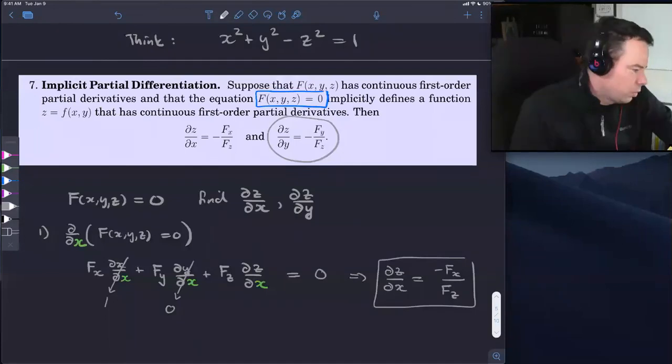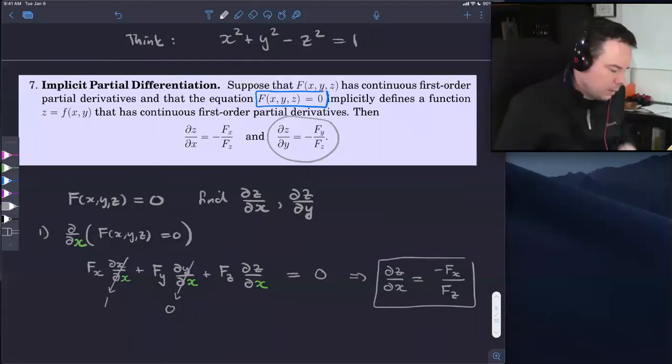So next day we'll do the two problems which show us how we can use this implicit partial differentiation to do some examples. And then we'll move on to the next section. So I'm just going to stop the recording here.